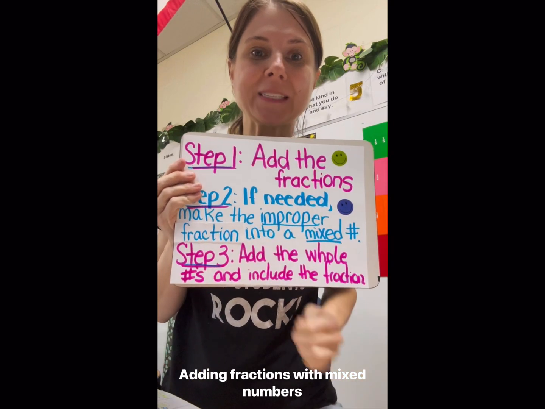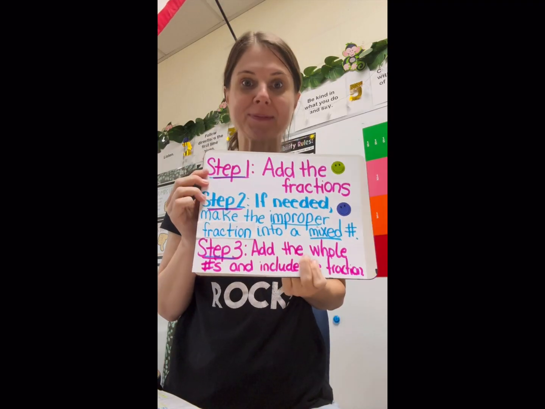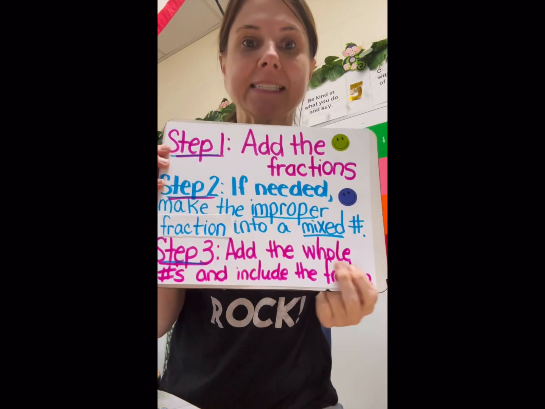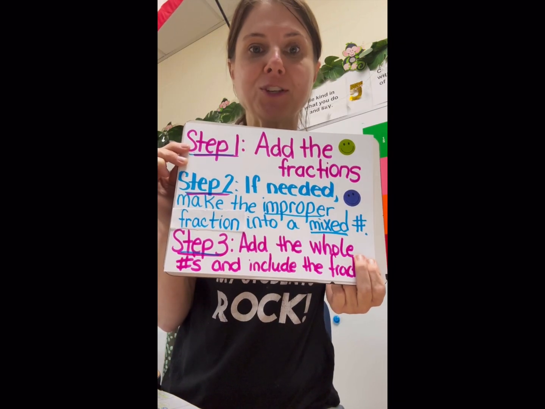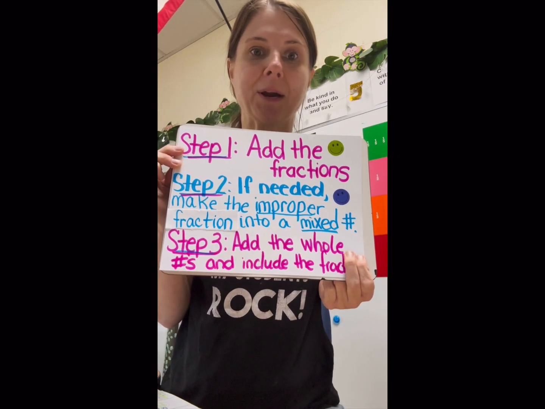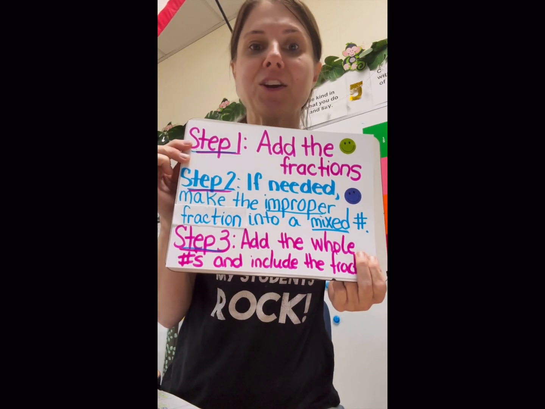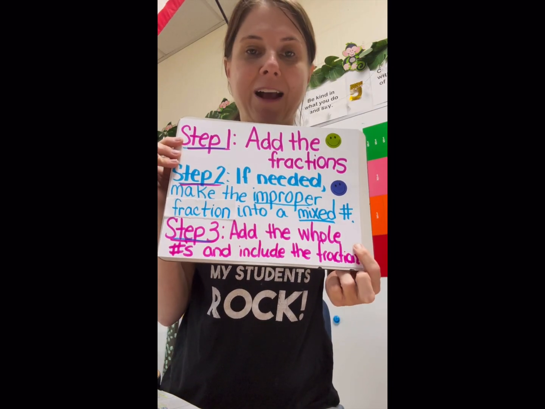All right, so today we are learning about adding fractions with mixed numbers. Here are the 3 steps. Step 1, you want to add the fractions. Step 2, if needed, make the improper fraction into a mixed number. And step 3, you're just going to add the whole numbers and include the fraction.